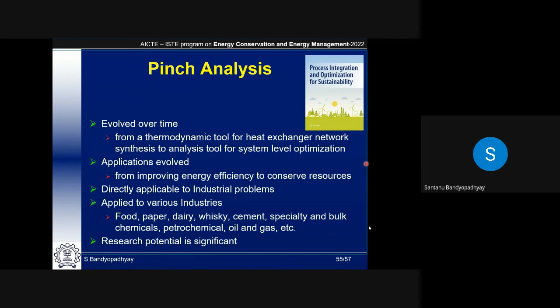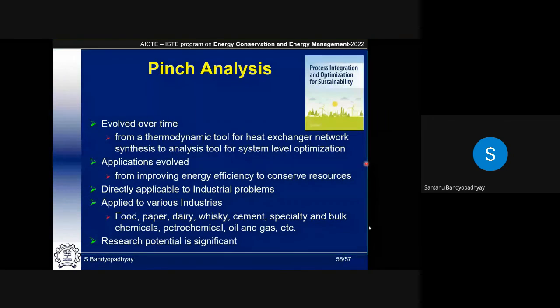Application also improved and evolved, from energy efficiency improvement to conserving resources. It is applicable directly to industrial problems, so that's why people are now working on it in academia as well as in industry. We can see only the results and the papers coming from academia. Unfortunately, we do not see that many papers coming from the industry except in a few conferences.